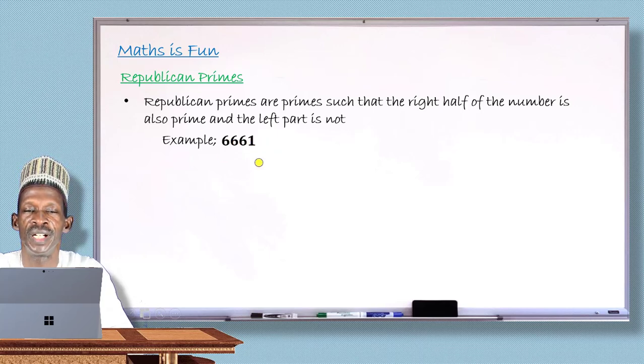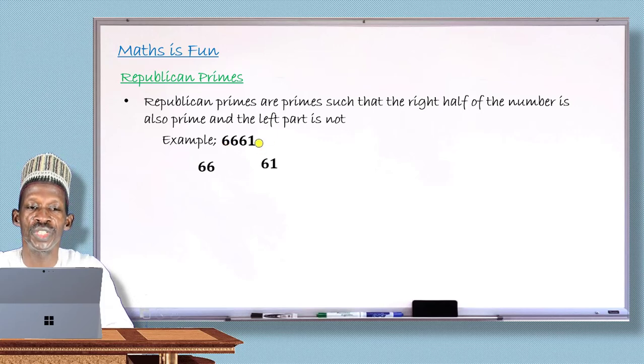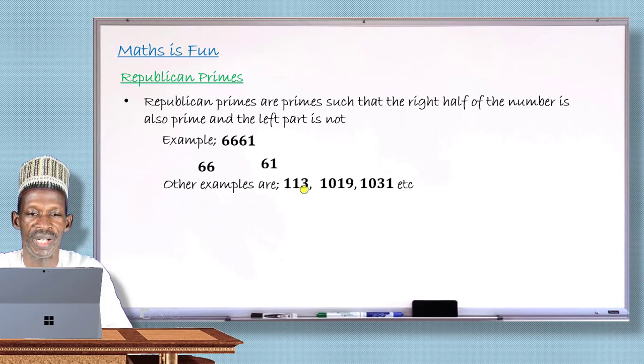Example is 6,661. This is a Republican prime because if I now divide this number into two halves, 66 and 61, 66 is the left part and 61 is the right part. So it says if the right part is a prime number, and the whole number 6,661 is prime, then this number is called a Republican prime. Other examples of Republican primes, you have 113, 1019, 1031.